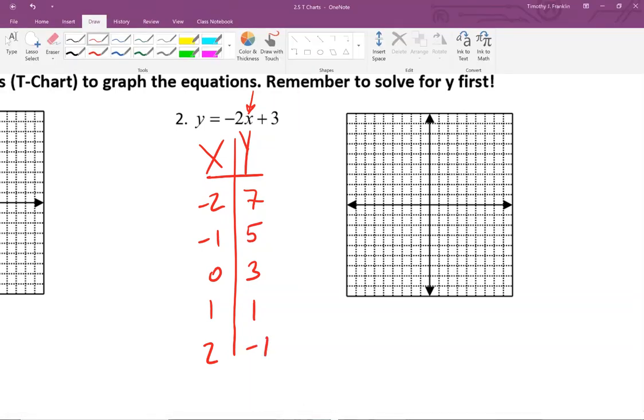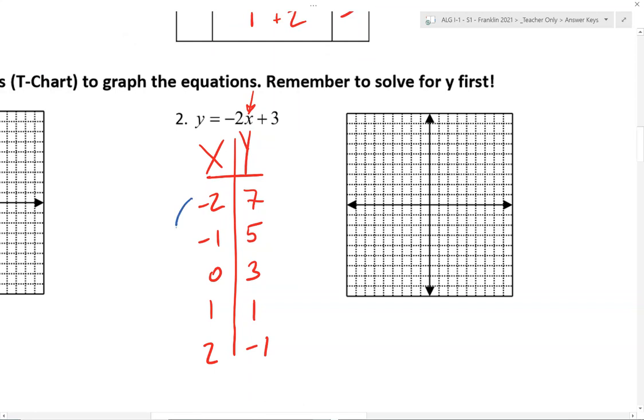Something else you should notice, as long as you have these numbers in order, like this, these numbers here will follow a pattern. So in this case, it's minus 2 every time, which if you look at our equation, that's the coefficient on the x value. So you should notice a pattern as you're filling out these T-charts.